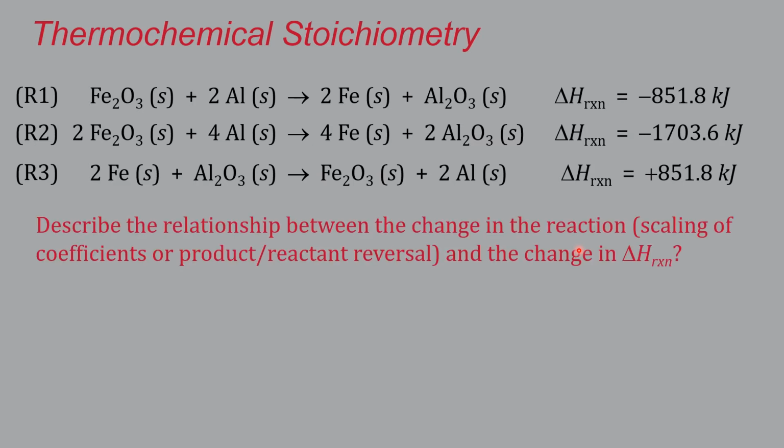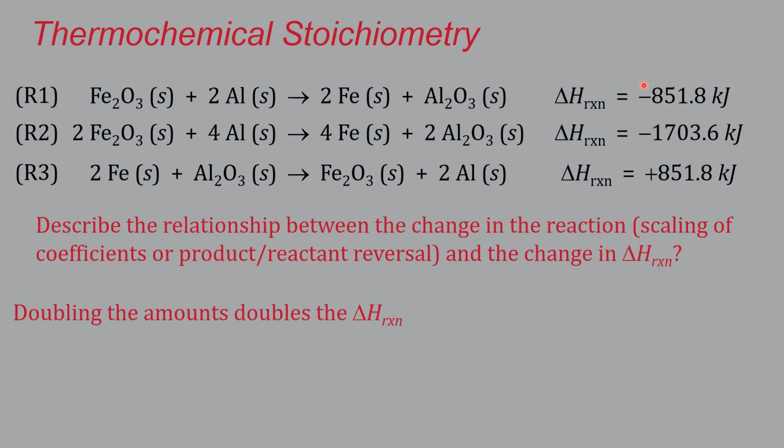Welcome back. All right, so you're supposed to describe the relationship between the change in the reaction and the delta H. If you look at reaction 1 and reaction 2, you can tell that the coefficient change means that you're doubling how much reaction you're doing. So instead of reacting 1 mole of iron oxide and 2 moles of aluminum, you're reacting 2 moles of iron oxide and 4 moles of aluminum. The proportion is the same, the amounts are doubled. And hopefully you realize that, unsurprisingly, the heat given off actually doubles as well.